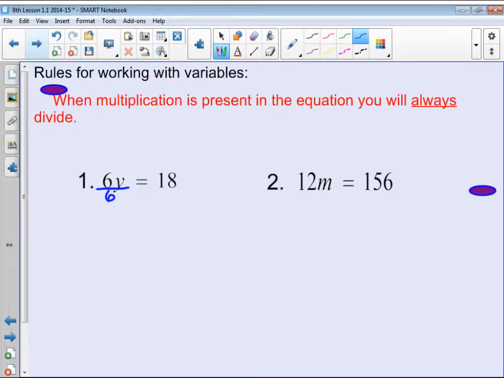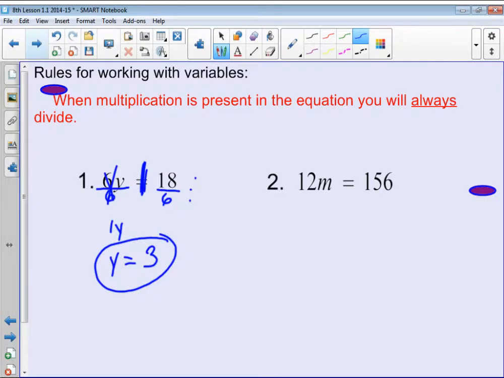So that 6 divided by 6 is 1. Well, 1y is the same as just having y there. You don't have to have the number in front. So really this just cancels it out. But remember, whatever we did to one side of the equal sign, we have to also do to the other. So because I divided by 6, I have to divide by 6 here. So y equals 18 divided by 6, which is 3.